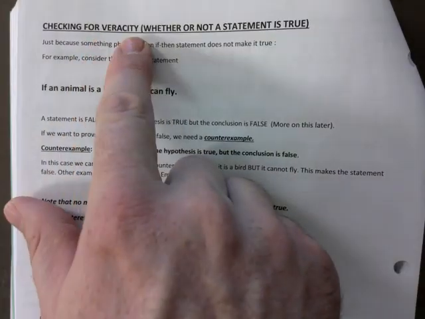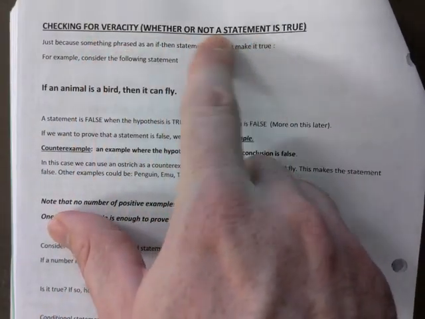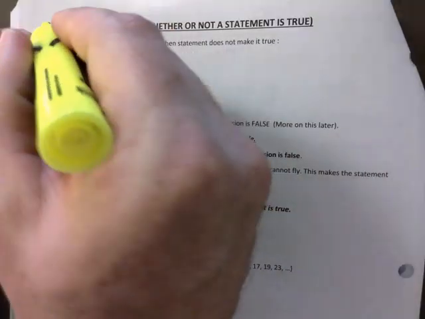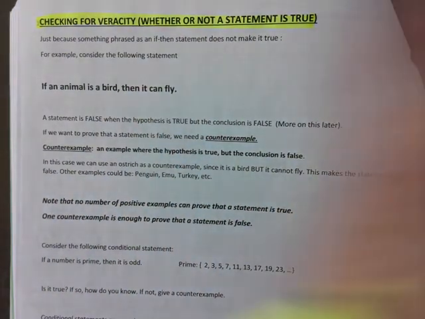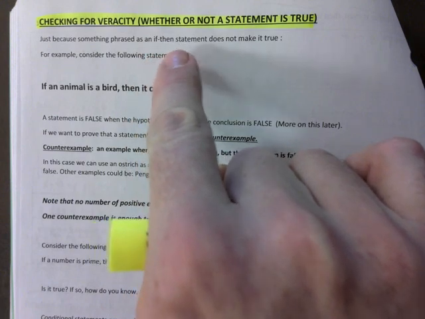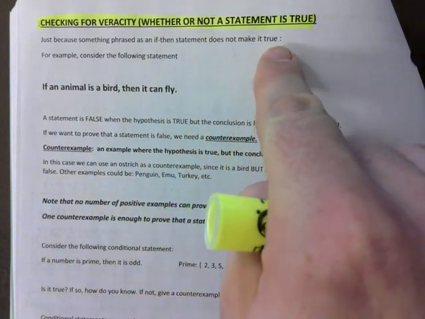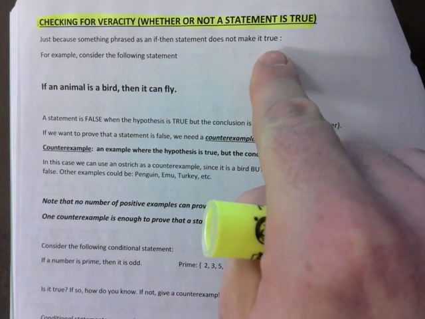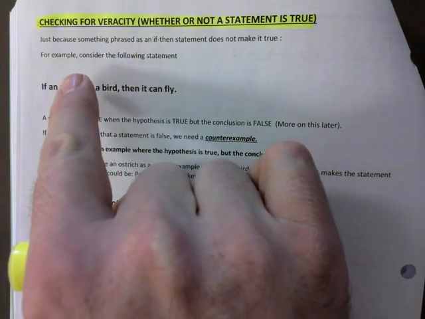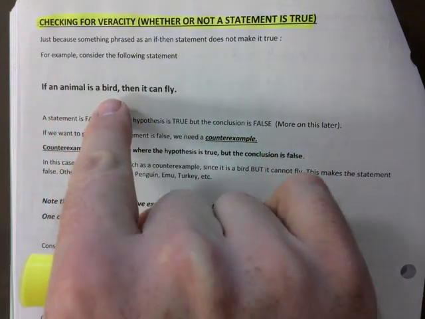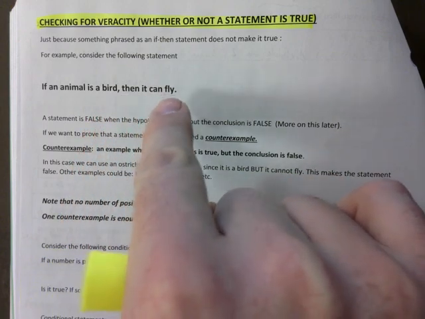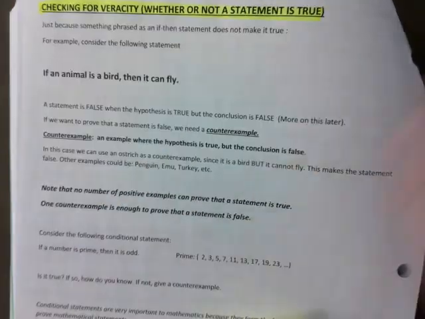Okay? Check for veracity, so whether or not a statement is true. That's probably a good one to highlight. Just because something is phrased as an if-then statement does not make it true. We're just phrasing it a certain way. So for example, consider the following statement. If an animal is a bird, then it can fly, right? That's just a statement. This is your conditional.